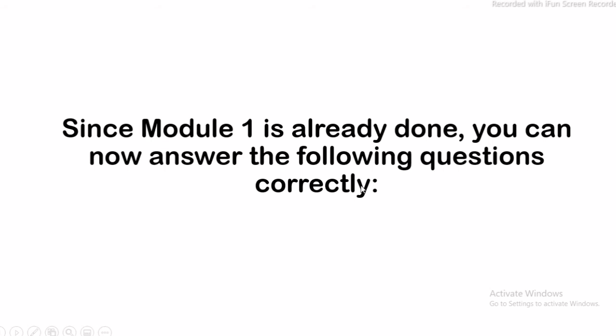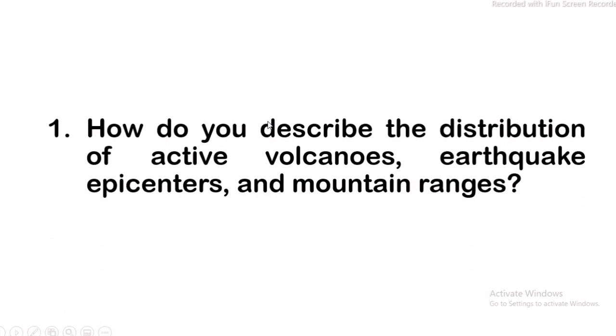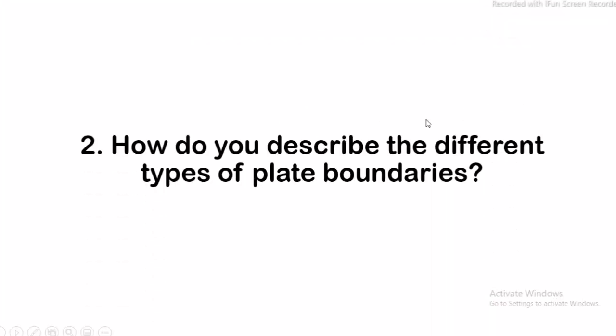So since module 1 is already done, you can now answer the following questions correctly. The first question is, how do you describe the distribution of active volcanoes, earthquake epicenters, and mountain ranges? Number 2, how do you describe the different types of plate boundaries? So we have 3 types of plate boundaries, and how do you describe each?